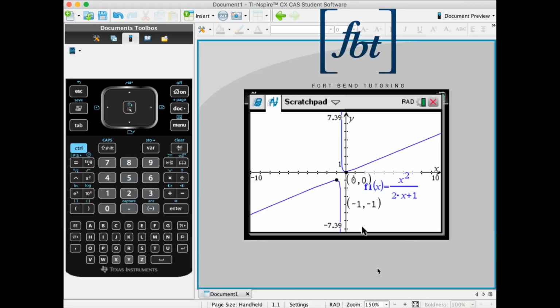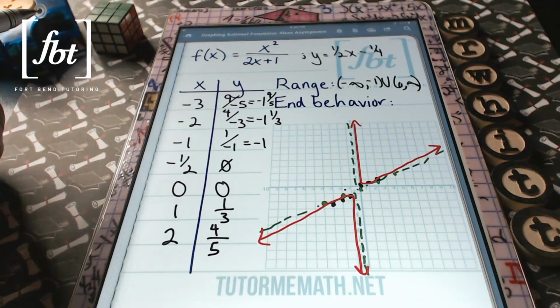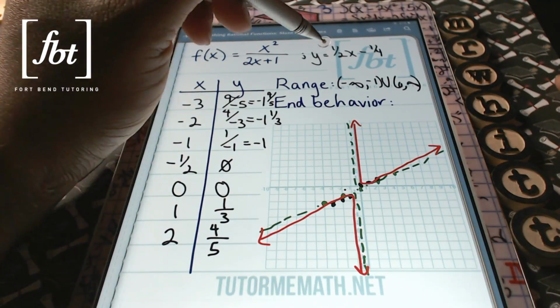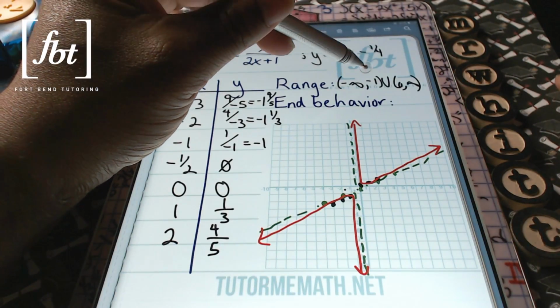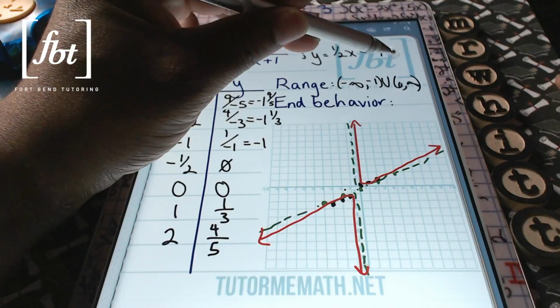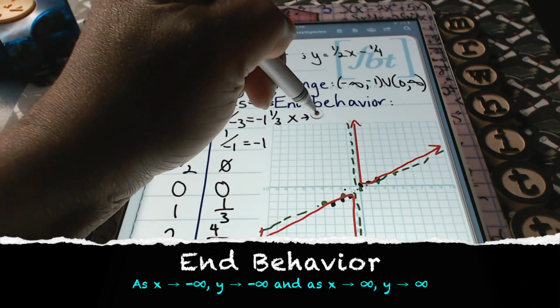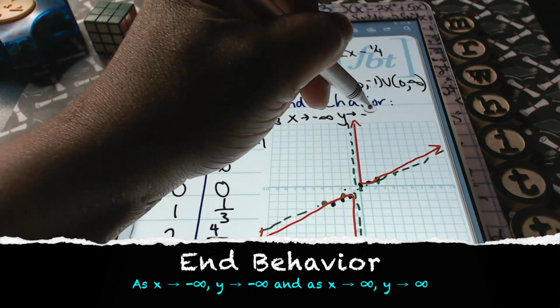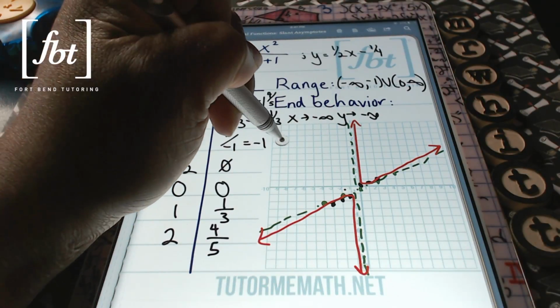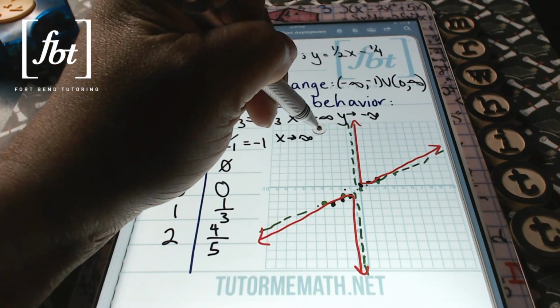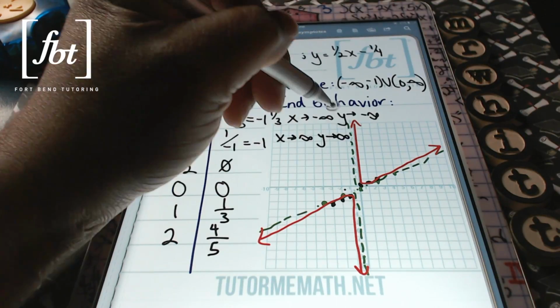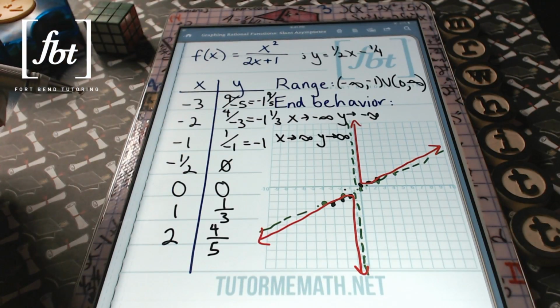So this is how you can use your calculator to help find the values that are being excluded from the range. So now that we've identified that, and once again we have our range from -infinity to -1 union 0 to +infinity. Now as far as our end behavior is concerned, as x approaches -infinity, y approaches -infinity, and as x approaches +infinity, y approaches +infinity. So there we have it for problem number 1.